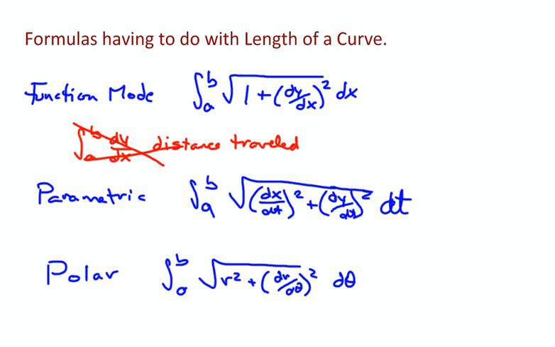All right, let's move on to our next type of formula, which is formulas having to do with parametric functions. And for the AP, you definitely want to know that your slope of the function, which would be dy dx, can be found by taking the ratio of dy dt to dx dt.